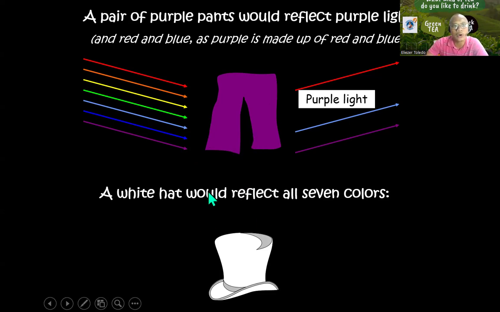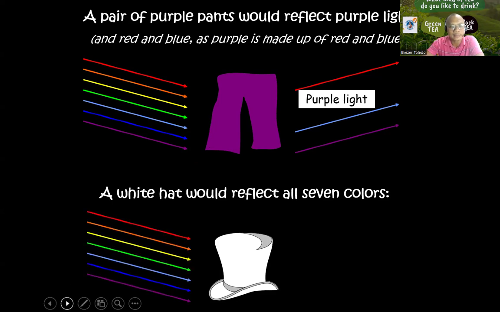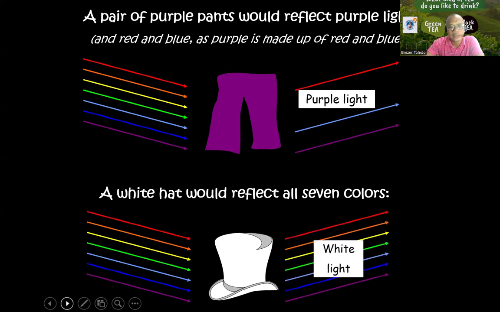Now, a white hat. So what do you think? Remember it is called white light or visible light. Now, what happens in a white hat? Seven colors hit it, and still all the seven colors are actually reflected, meaning nothing is absorbed.